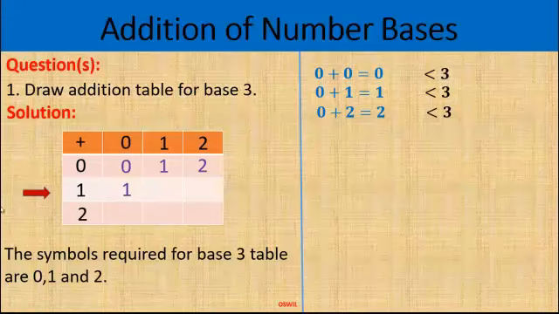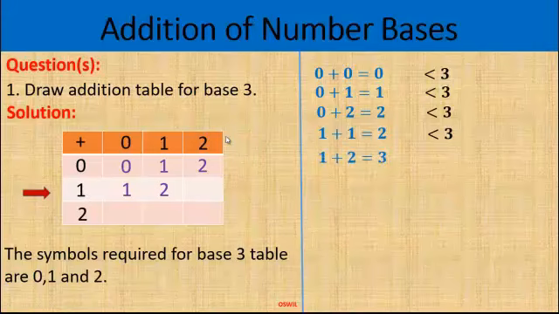Now we pick 1 and 1. We add them. 1 plus 1 will give us 2, and 2 is less than the base 3. So we write 2 in the cell as our answer. We pick 1 and 2.